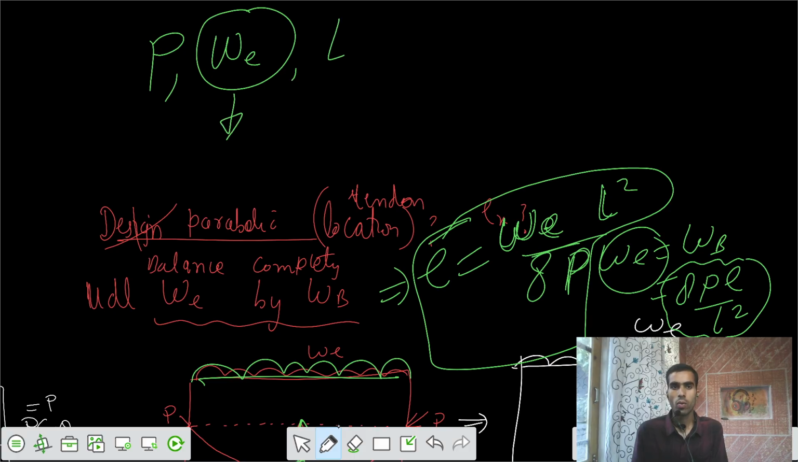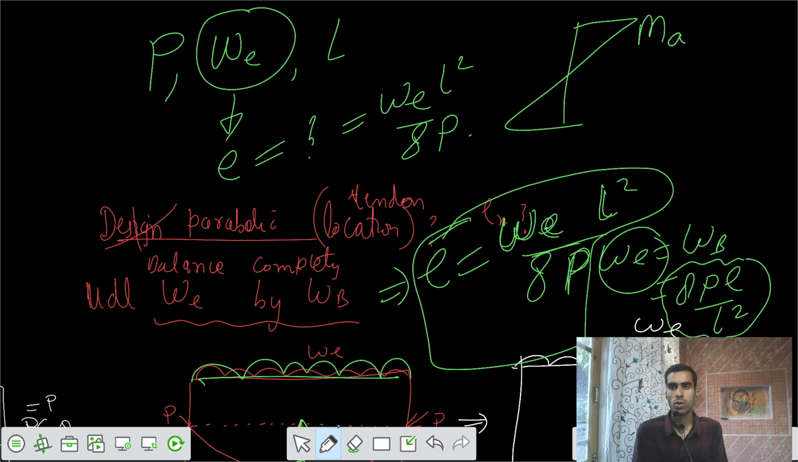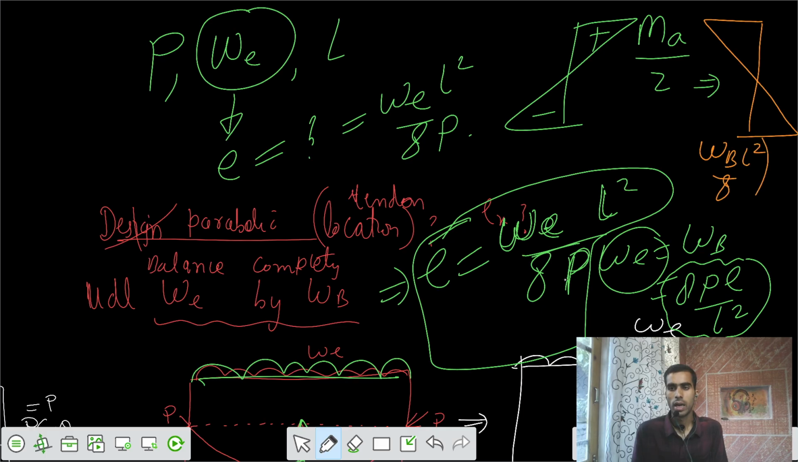So what should be the eccentricity of the cable at the midspan? We can solve by WE L square by 8P, such that the stress caused by the dead load and live load is balanced completely by the effect of the balancing load, that is W balanced L square by 8 divided by section modulus Z. So that is the meaning here.